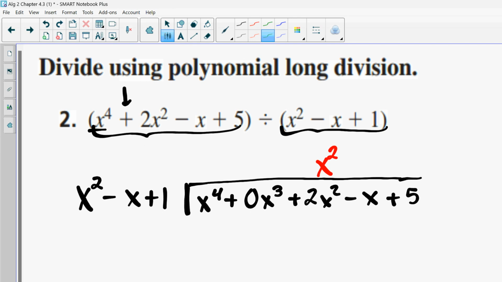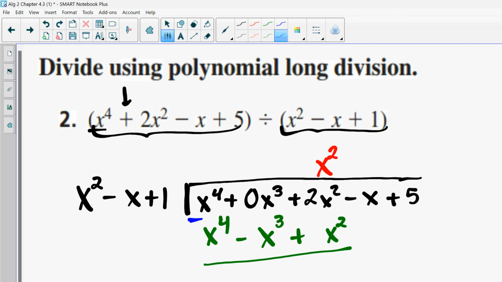So the first thing we're going to do is x squared times x squared, which is our x to the fourth. X squared times negative x is negative x cubed. And x squared times 1 is plus x squared. We can place it underneath, so we'd have x to the fourth minus x cubed plus x squared. And once we have this set up, we subtract.